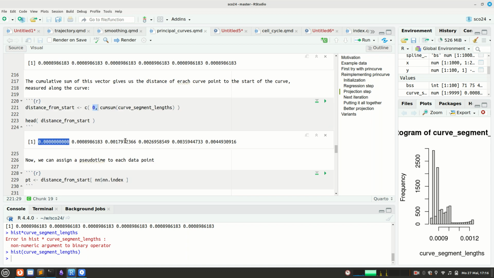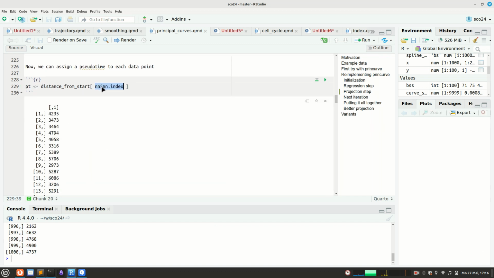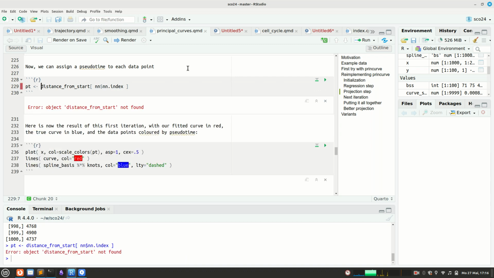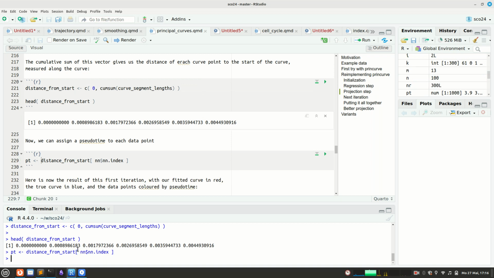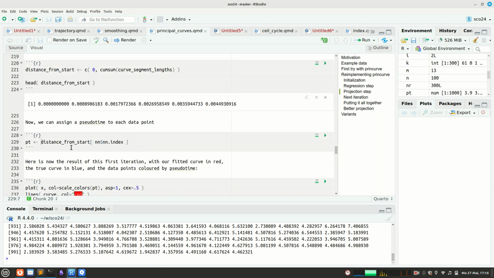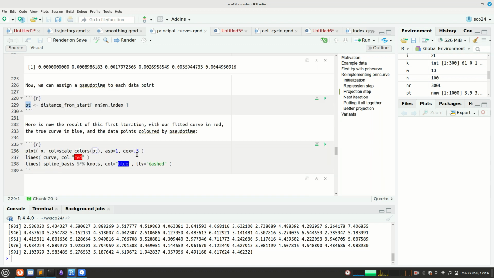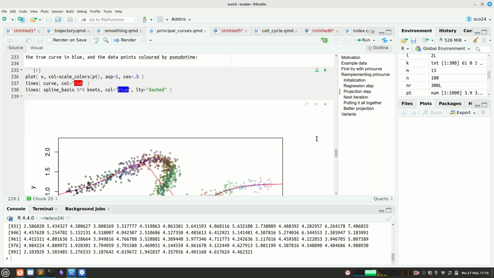And now, you remember, this is the nearest neighbor search, which tells me for every data point which curve point is the closest. And now I can ask how far this curve point is from the start. And now I get pseudo-time values, which tell us for each data point how far its projection onto the curve is from the start. So now I have new pseudo-time values. And now I can go back to the other iteration step again. First, let's plot this.